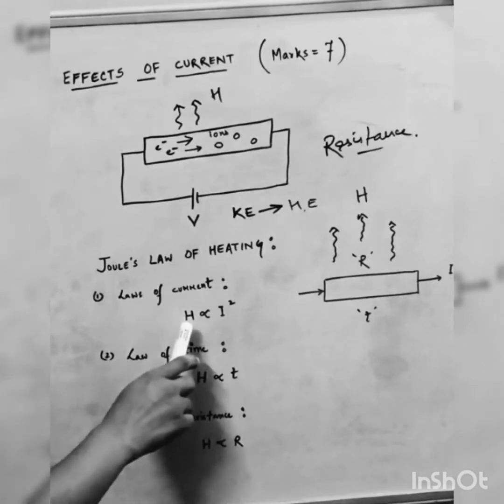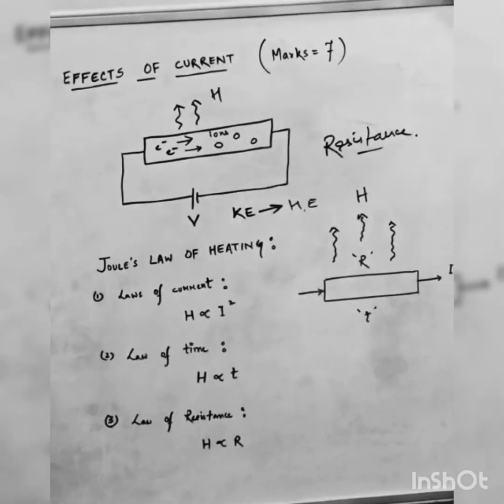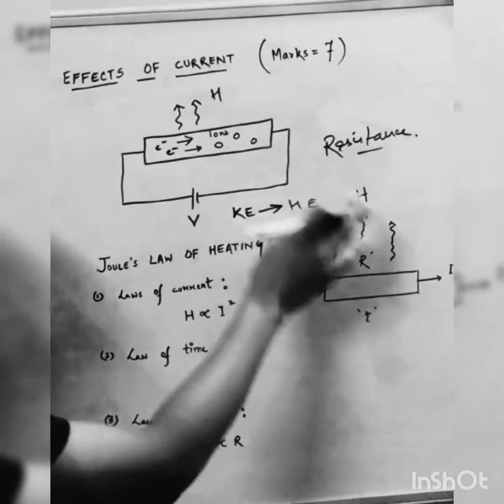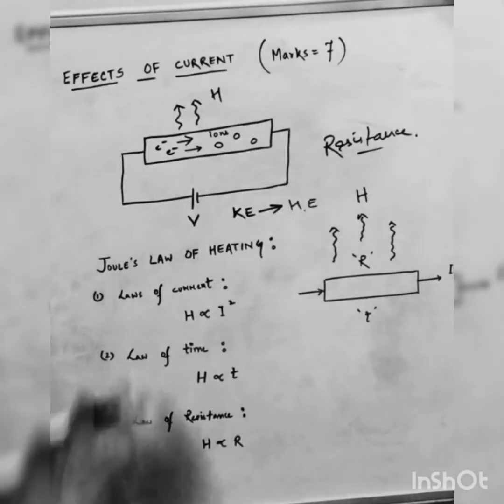The law of current states that the amount of heat H generated by the conductor of resistance R is proportional to the square of the current, when R and t are constant. When resistance and time are constant, H is proportional to I square. That is the law of current.